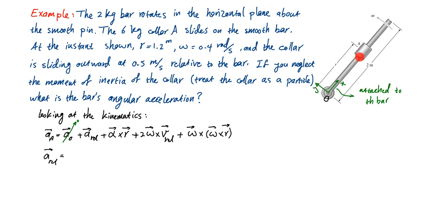Now this collar can only move this way. This is pretty much a linear motion, and linear acceleration is the second derivative of displacement. It's nothing but r double dot. Do we know what it is? No, but we know there is an acceleration in this direction, and since it's along x, I'll just put it as i.